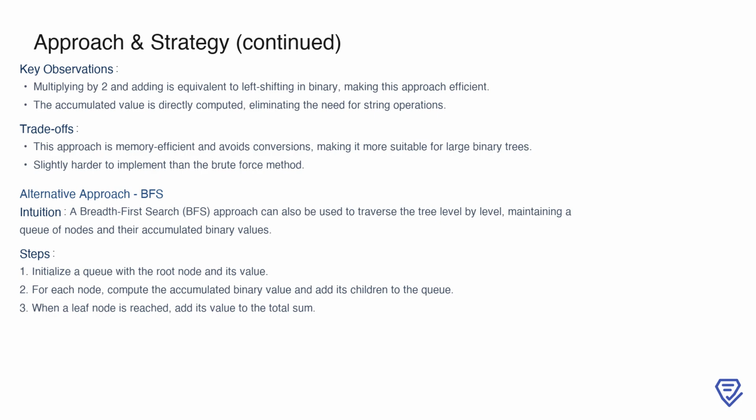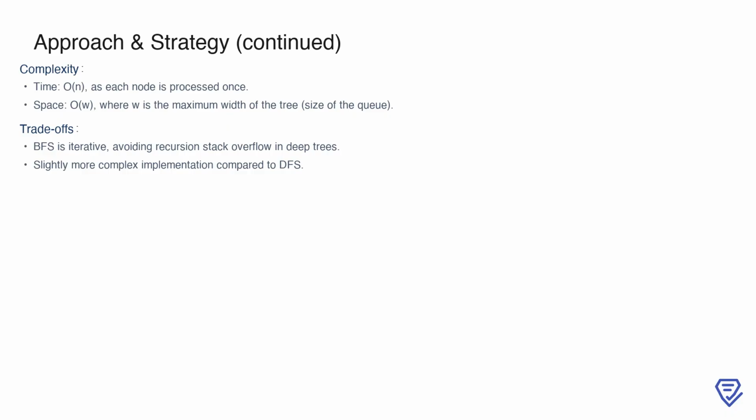An alternative to DFS is breadth-first search, or BFS, which processes the tree level by level. In this strategy, we maintain a queue of nodes along with their accumulated binary values. This iterative method avoids recursion but introduces its own trade-offs in terms of space usage, as the queue can grow large for wide trees. When considering the BFS approach, we observe that its complexity is similar to DFS in terms of time, requiring O(n) to process all nodes.